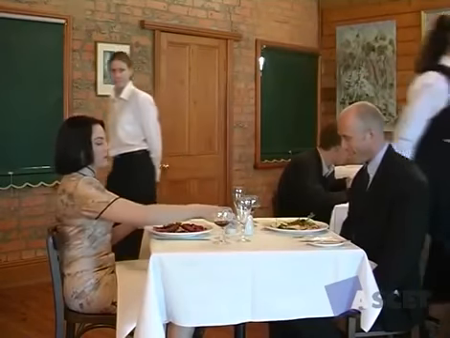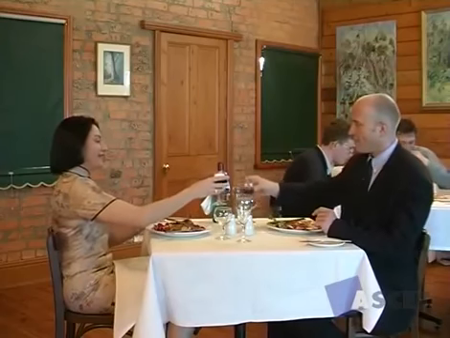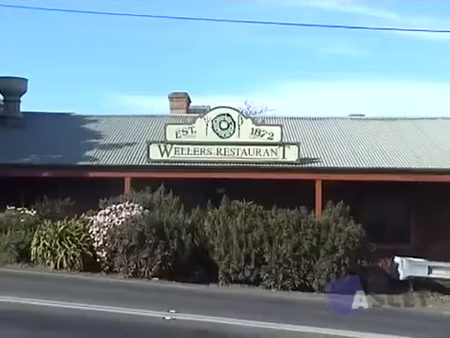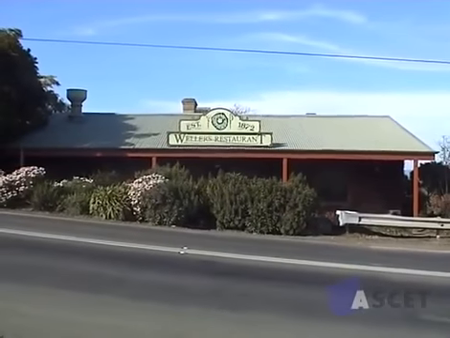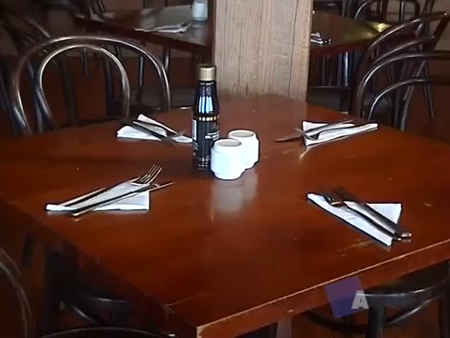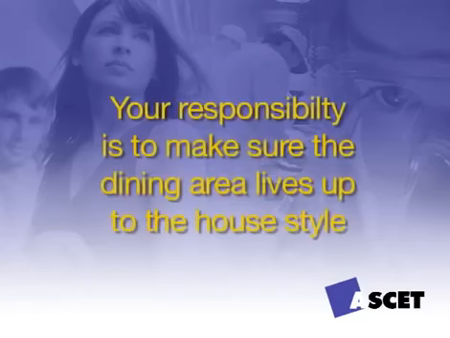People who go out to eat generally expect a comfortable and relaxing time. To achieve this, restaurants have usually used soft instrumental music and soft lighting. However, it must be remembered that each restaurant will have its own particular environment, depending on the house style and the type of customers it wants to attract. Your responsibility is to make sure the dining area lives up to the house style.